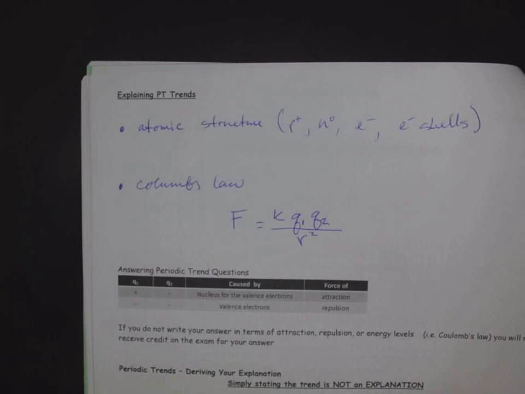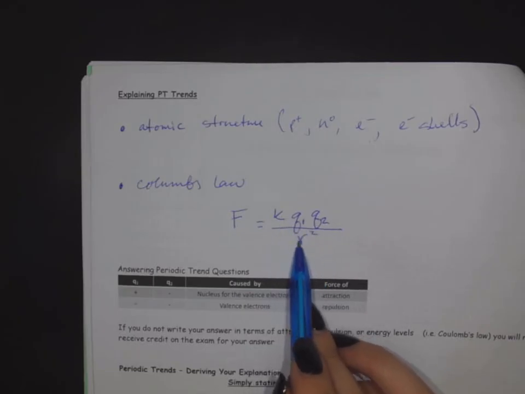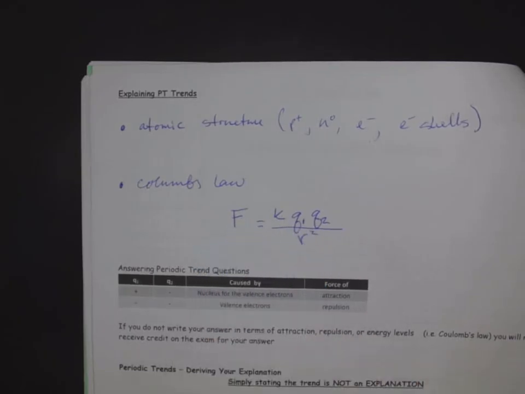Or another way of thinking about it is the smaller the distance between the nucleus and the electron, because it's in the denominator, so the smaller the distance, the greater that attraction. And so you can use Coulomb's law to justify as well.